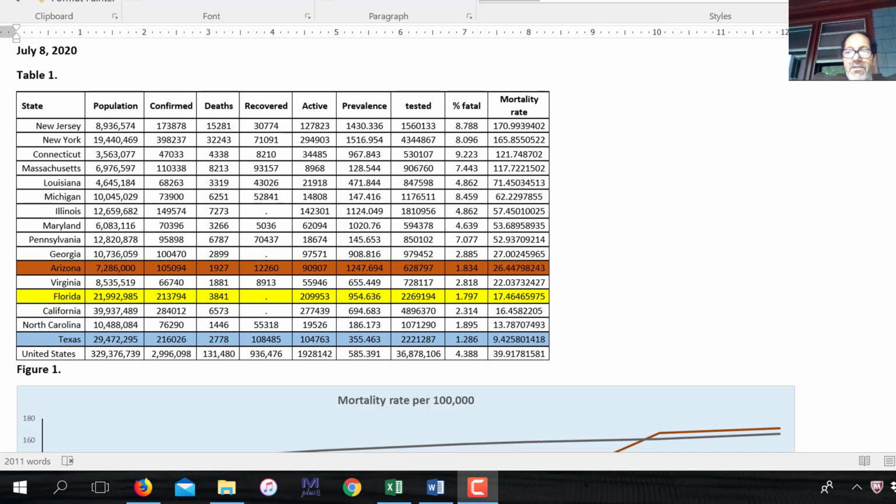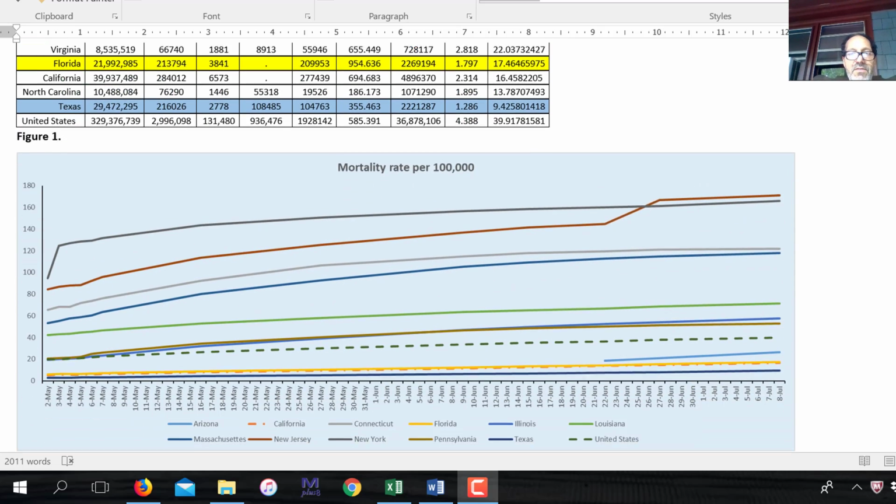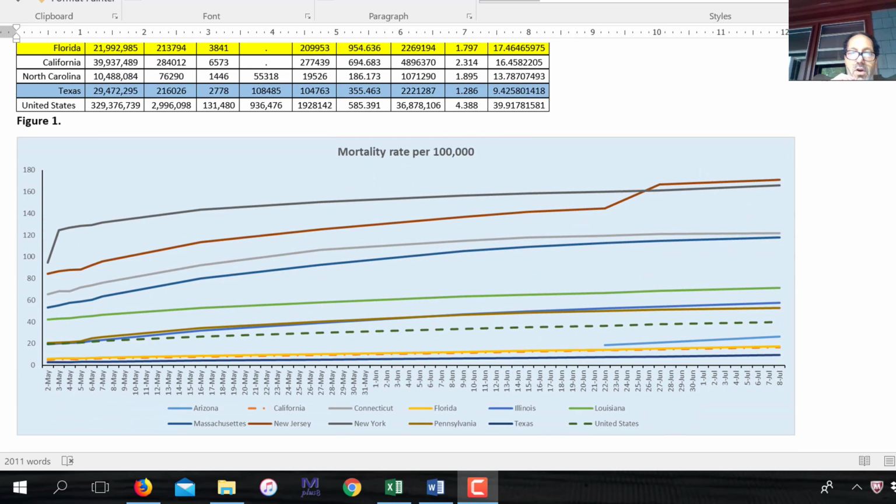I also graphed several of the states. I had this figure before, but it was way too active. There were too many states in there, so I cut it down to states that are of most interest to me right now, including Arizona, Florida, Texas, Massachusetts, New Jersey, New York, Illinois, Pennsylvania, and the United States overall.